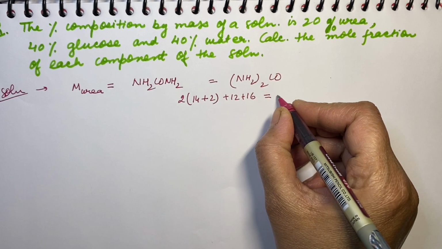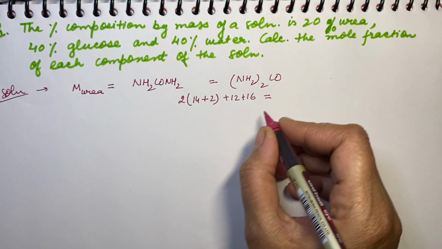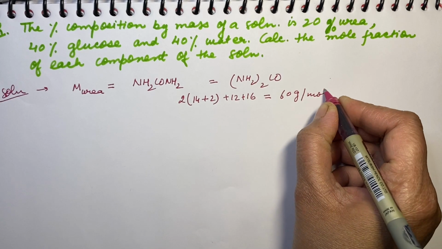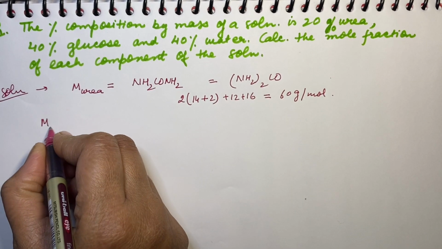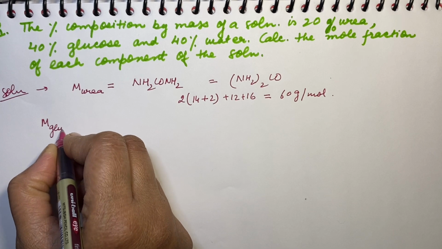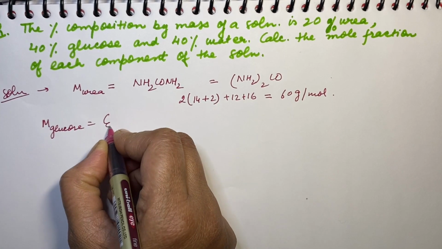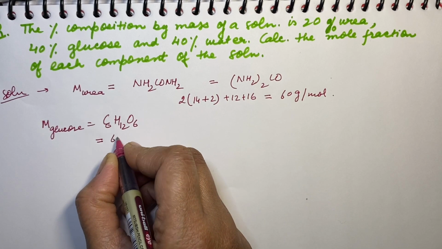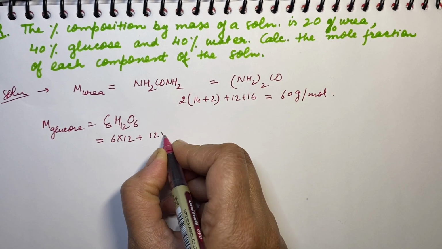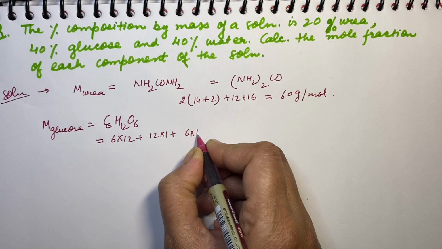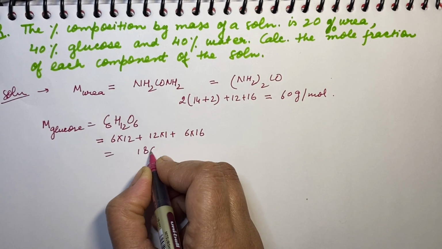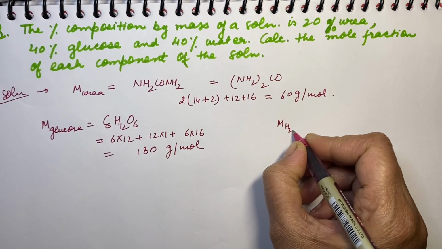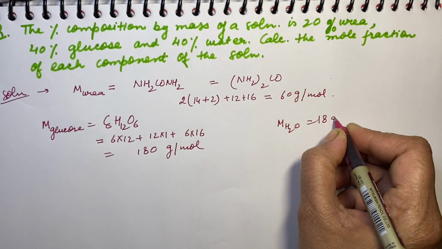So this comes out to be 60 grams per mole. Now the molar mass for glucose. The formula for glucose is C6H12O6. When we solve it, 6 into 12 plus 12 into 1 plus 6 into 16, we get 180 grams per mole. The molar mass of water is known, that is 18 grams per mole.